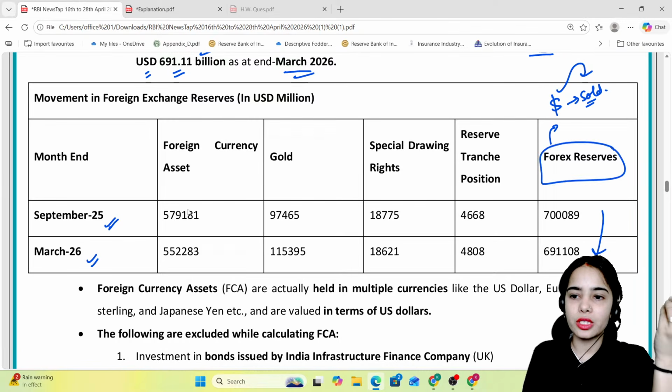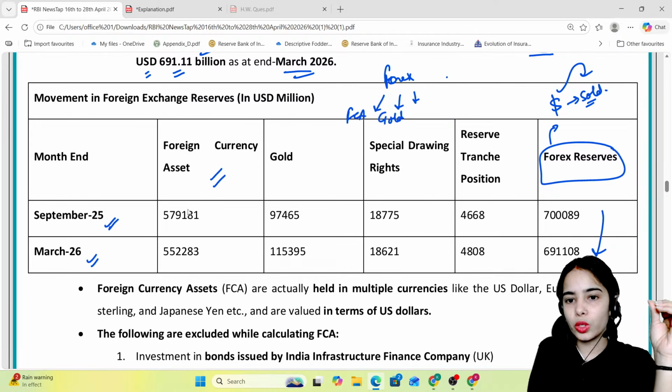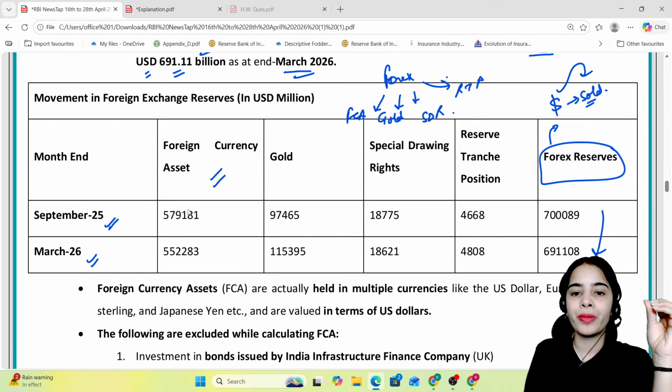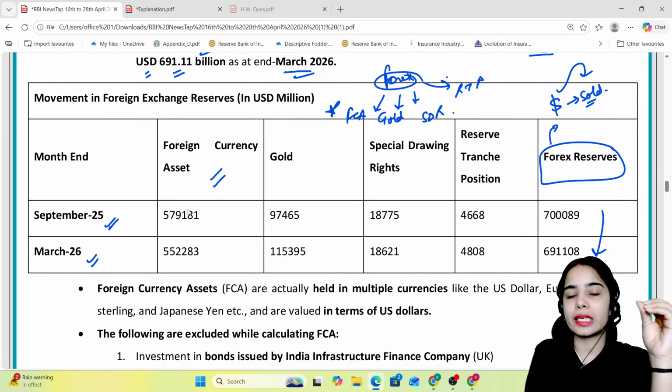Now, in the foreign exchange reserves, I have told you that there is the foreign currency asset. So the foreign exchange reserves, the forex reserves, constitute the foreign currency asset, the gold, the special drawing right, and the reserve tranche position. Okay. Now, in the foreign exchange reserves, the highest portion is the foreign currency asset.